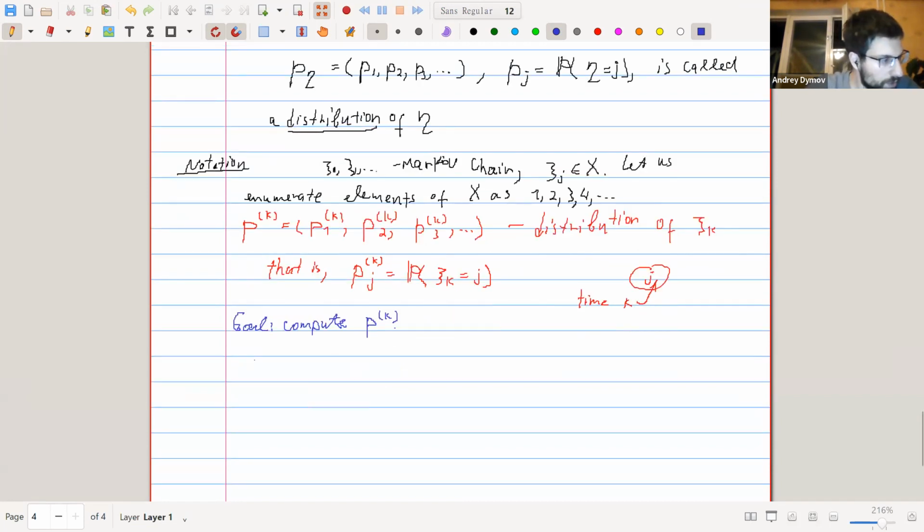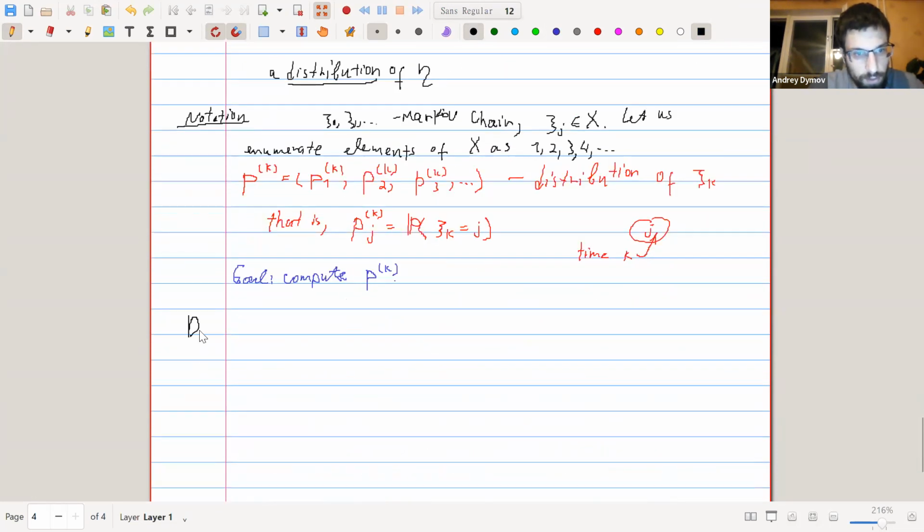I think that I will introduce the last object for today. Then I will formulate some simple but very important lemma, and I will prove it the next time. Definition five. Matrix, which I'll denote by the Russian letter P. This is a matrix with elements P_n,ij, where i and j are more than or equal to one. So in principle, this matrix can be infinite if X is infinite.